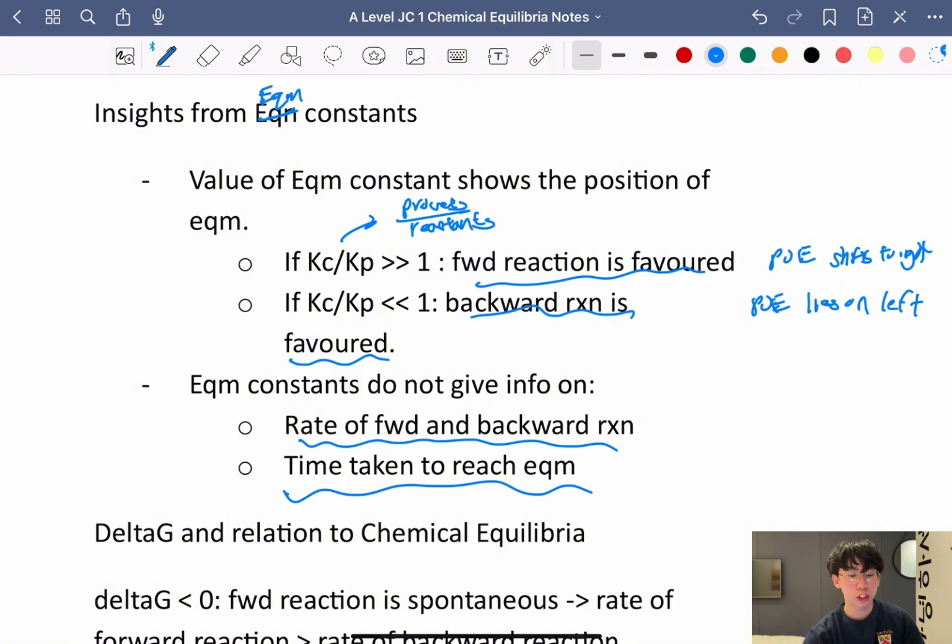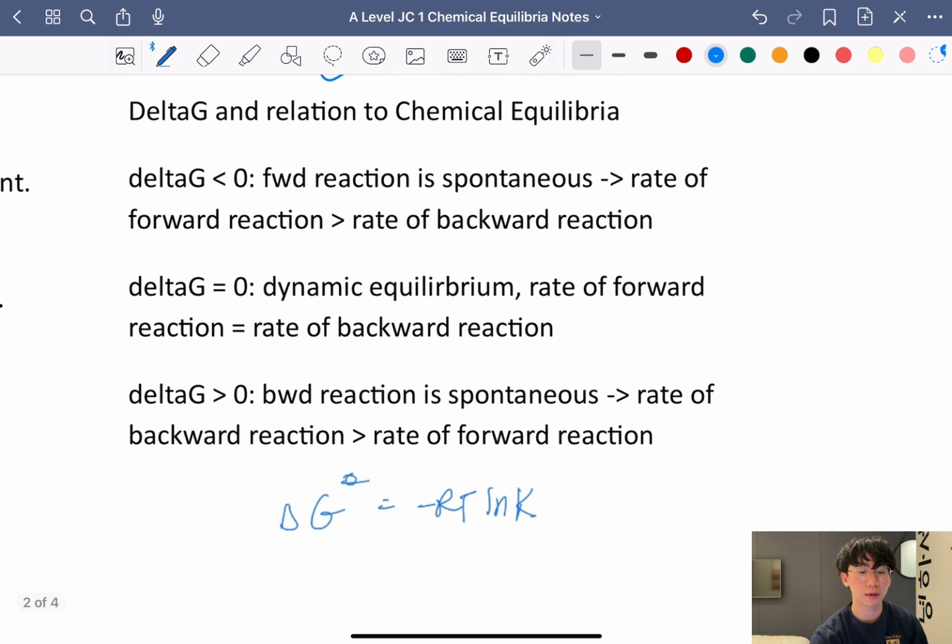Now, how does delta G have any relation to chemical equilibria? Well, delta G, as pointed out by delta H as well, if you see a delta G for a chemical reaction in equilibrium, this usually shows the forward reaction. Delta G less than 0 means the forward reaction is spontaneous, but then the backward reaction will not be spontaneous. Again, the backward reaction always has the same magnitude as the forward reaction for delta G, but the sign is the opposite. Now, if delta G equals 0, that means the reaction is at dynamic equilibrium. And for delta G greater than 0, that means the backward reaction is spontaneous and the forward reaction is not spontaneous itself.